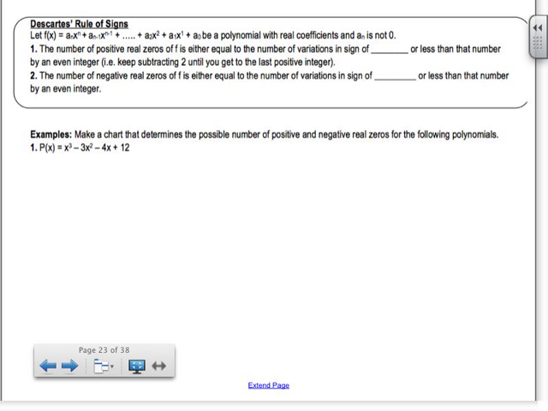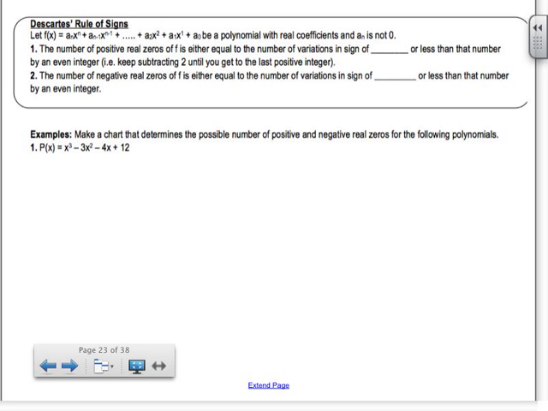So Descartes' rule of signs. All right, this is going to be important when we're trying to find the zeros. It kind of eliminates some different possibilities. Okay, so it's kind of confusing when we actually see it written out. So when you see the examples, I think it will make more sense.